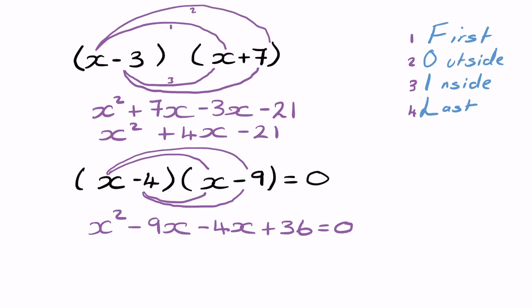Now we need to collect our like terms. The x squared stays the same. Negative 9x minus 4x gives us negative 13x plus 36 equals 0. So in the case of a quadratic equation, if you have factorized and you need to check whether or not you got it correct, you have the original equation, this is how you would do it. And one thing, I don't know if you've noticed, it looks a little bit like a crab or a lobster claw.